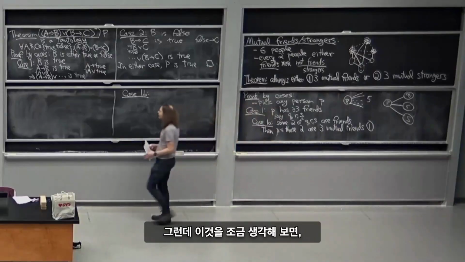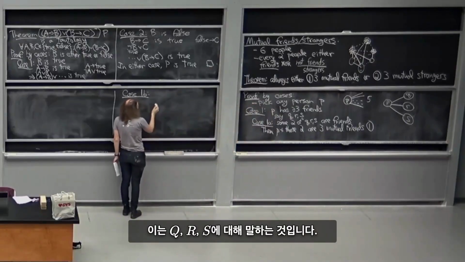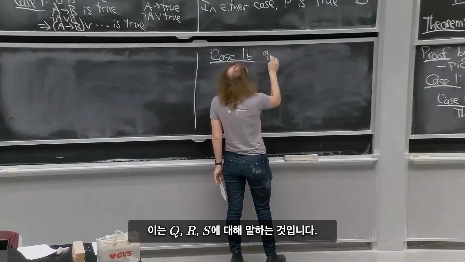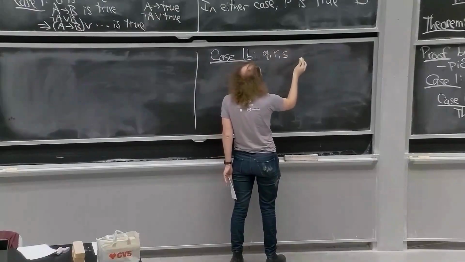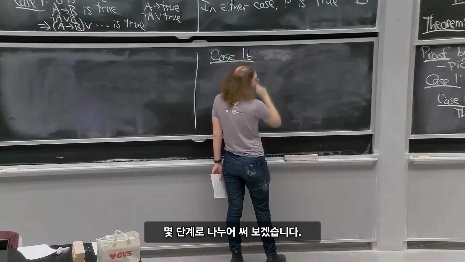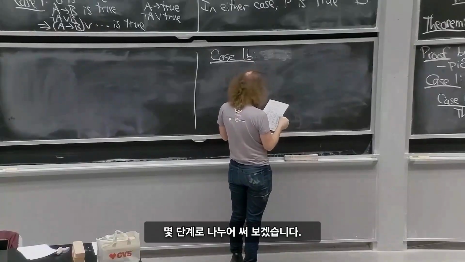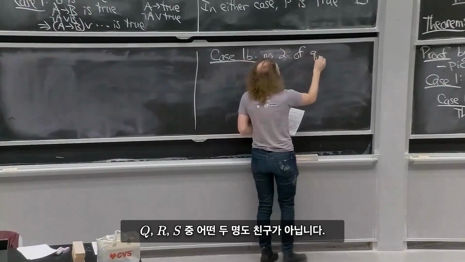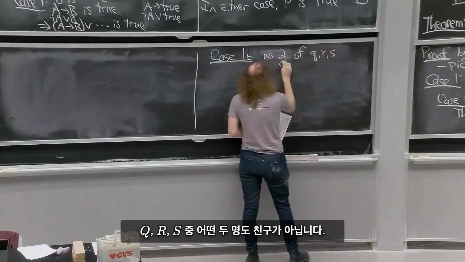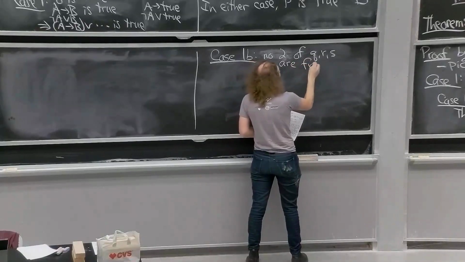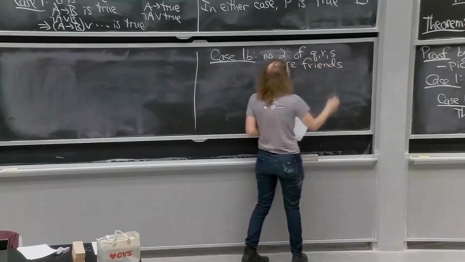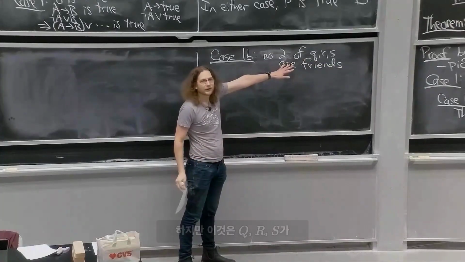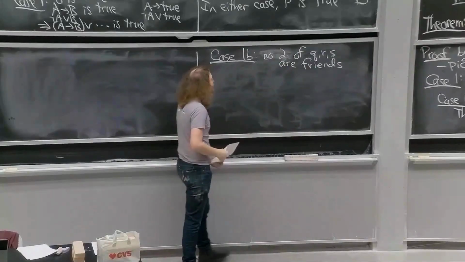But if you think about that for a little bit, this is saying, let me write this in a couple of steps: no 2 of Q, R, and S are friends. But that's the same thing as saying Q, R, and S are mutual strangers.